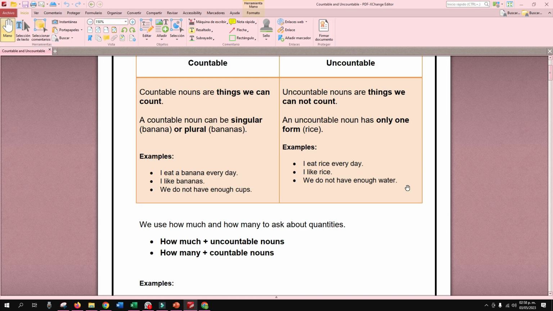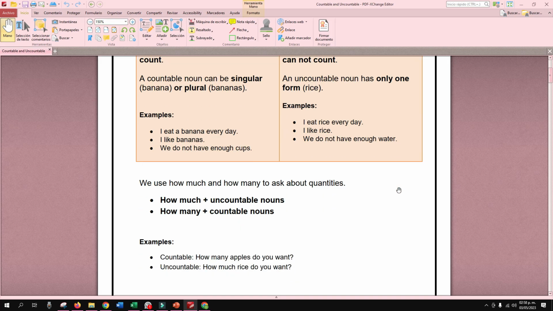We use how much and how many to ask about quantities, right? In this case, as I explained, you're going to use how much for uncountable nouns and how many for countable nouns. So if you want to know the quantity of something, for example, how many apples do you want?